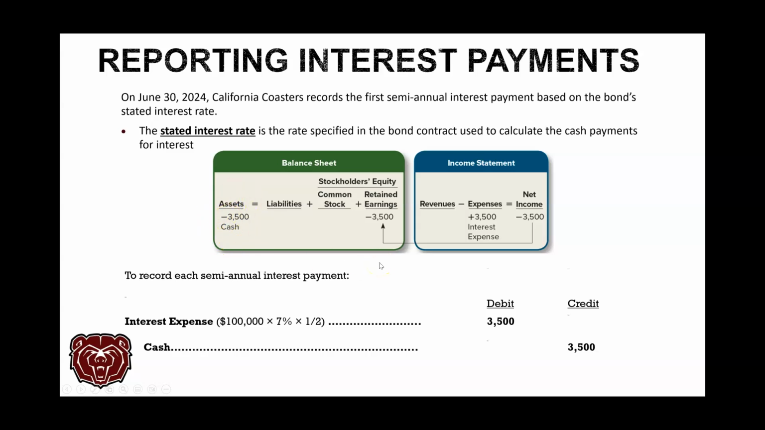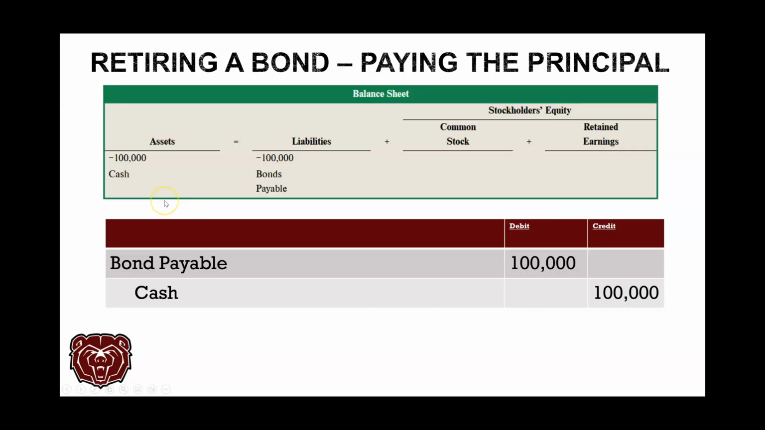So we'll do this every 6 months. We'll do this on June 30th, and we will do it on December 31st. For the life of the bond. So if it's 5 years, if it's 10 years, however long the life of the bond is, that is how often we will do this.